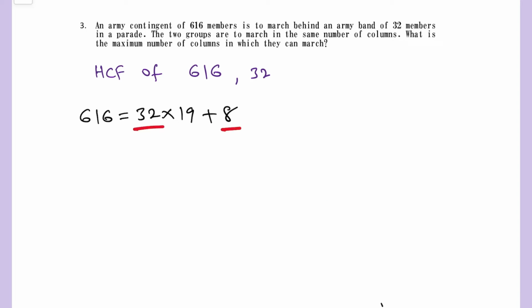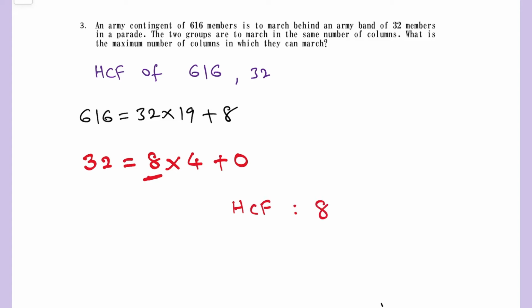So here no need of any long division because I know the 8 table perfectly. So 32 equals 8 4s are 32 plus 0 as it is. So whenever we get 0 as the remainder, we stop the process there itself. So here we got 0, then 8 is the HCF. So the HCF of the given numbers, I mean 616 and 32, is 8. So it means the maximum number of columns is 8.